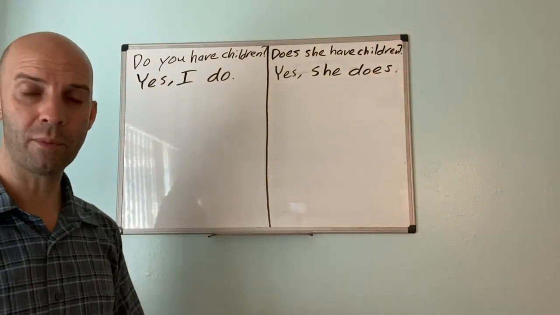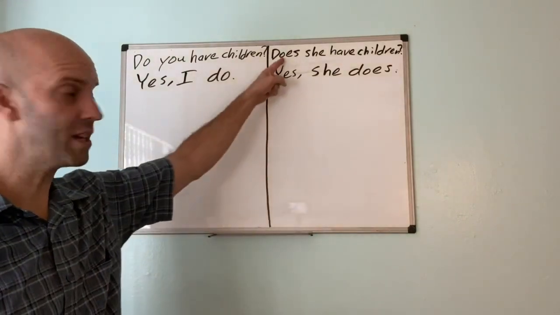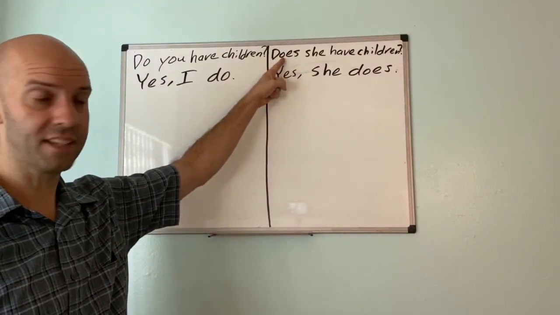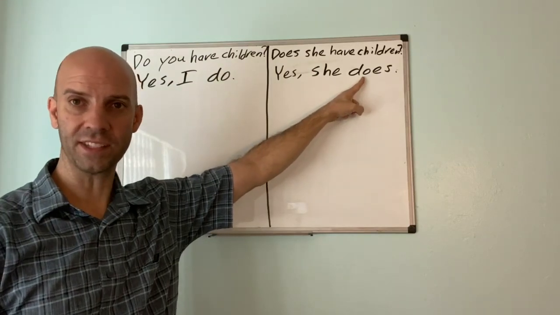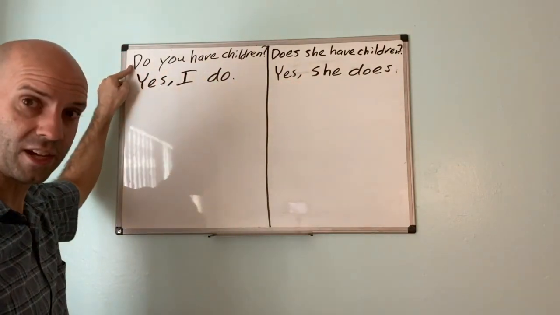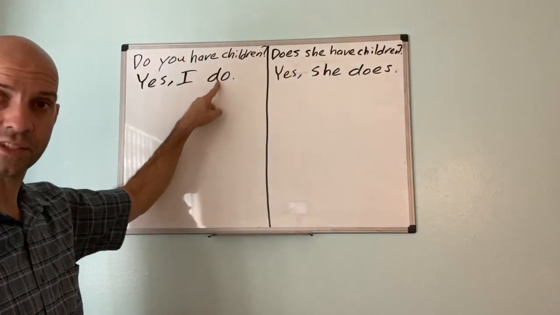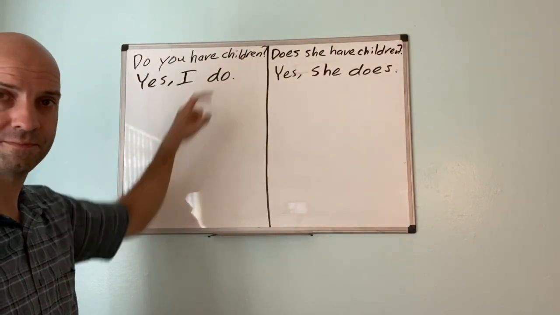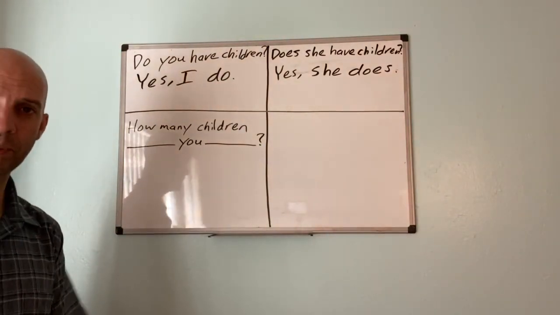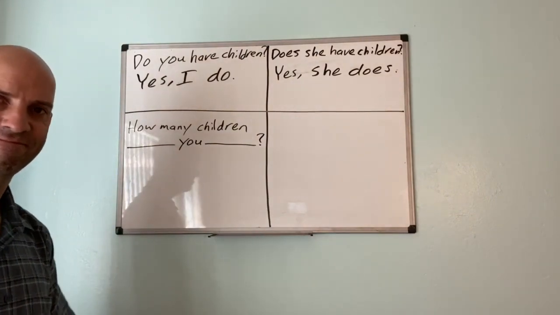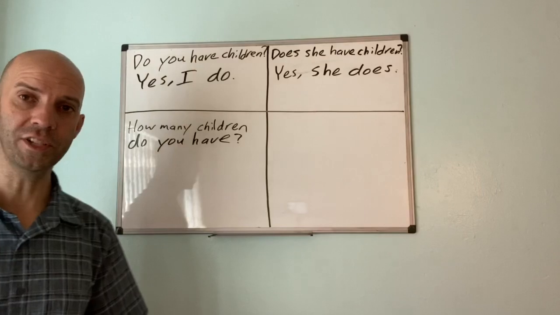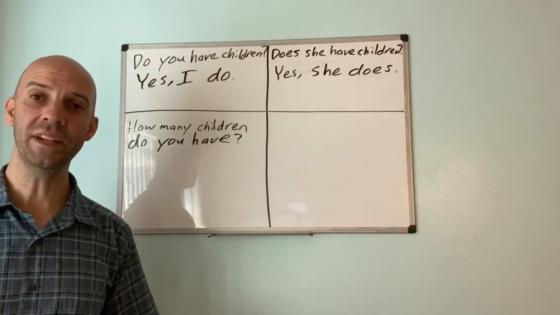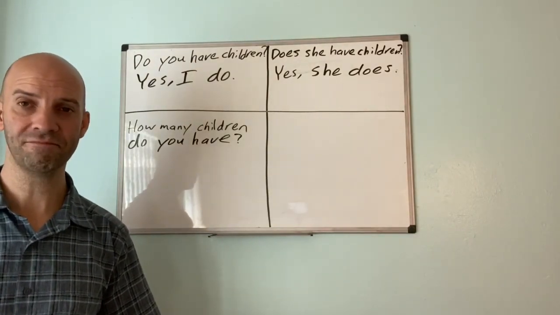One way to remember how to answer it is in the question, we have does. So in the answer, the short answer, you also use does. Here in the question is do. And so in the answer is also do. Now fill in the blanks and complete the question. How many children do you have?